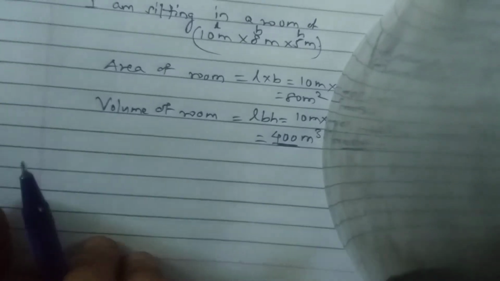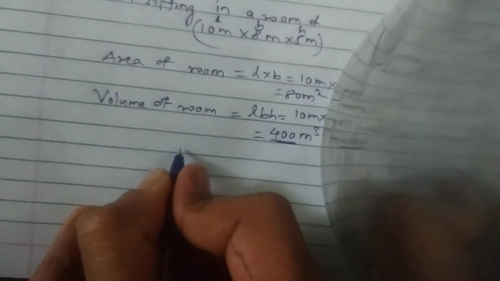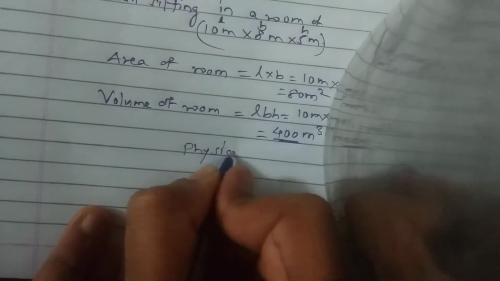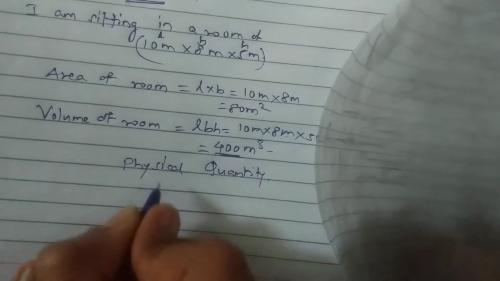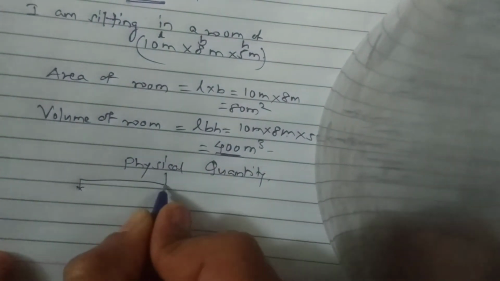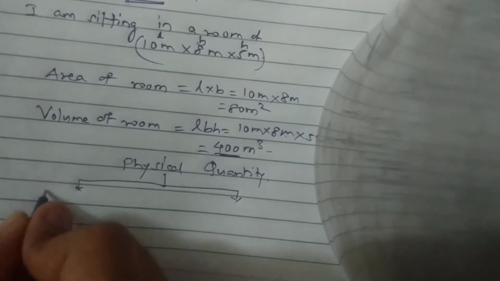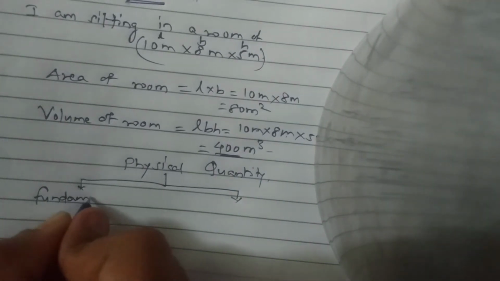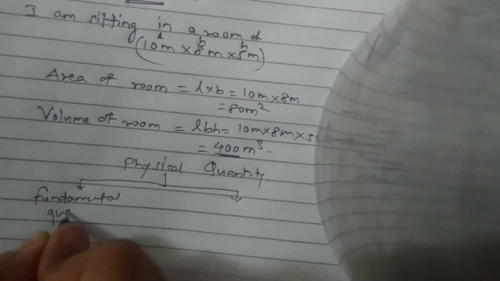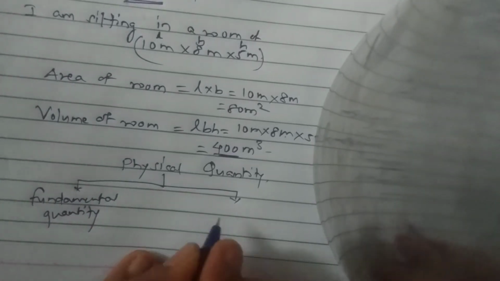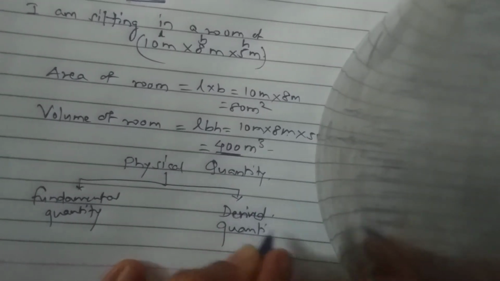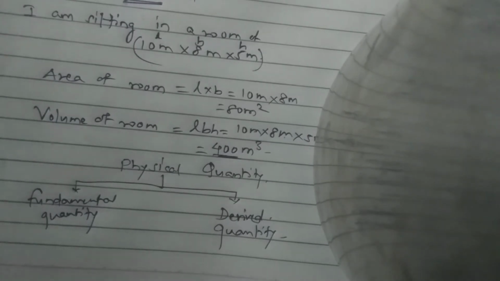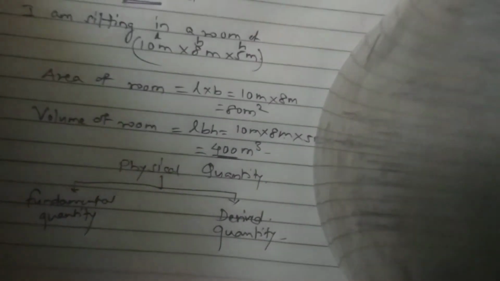So basically, physical quantity is divided into two types. One is a fundamental quantity, another is a derived quantity.